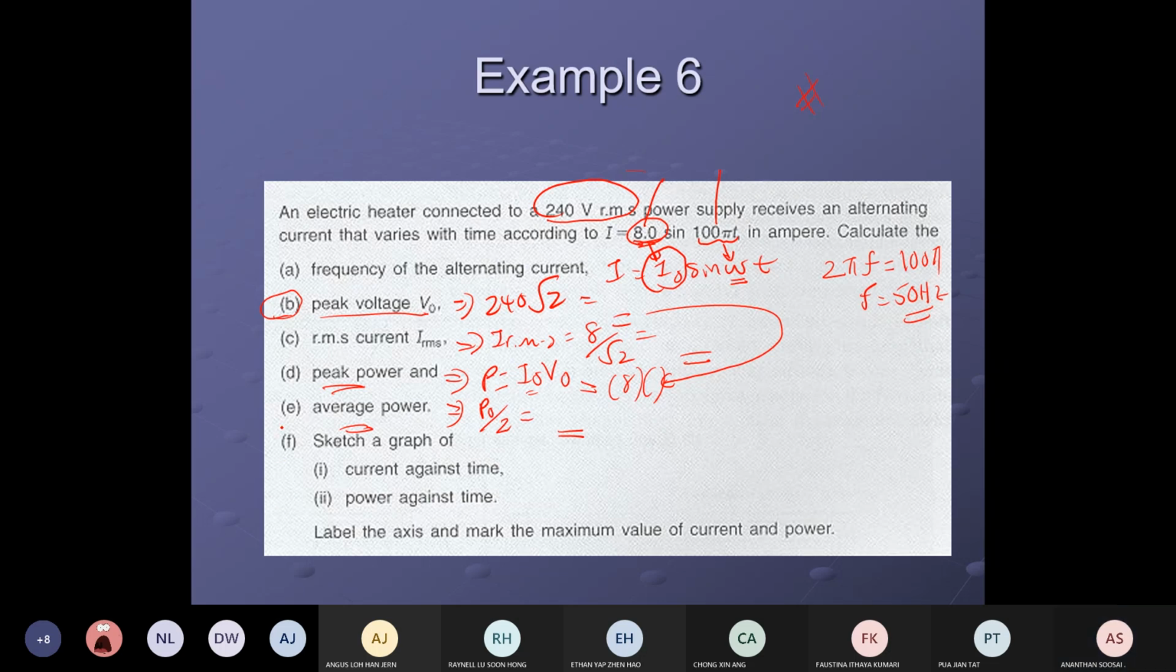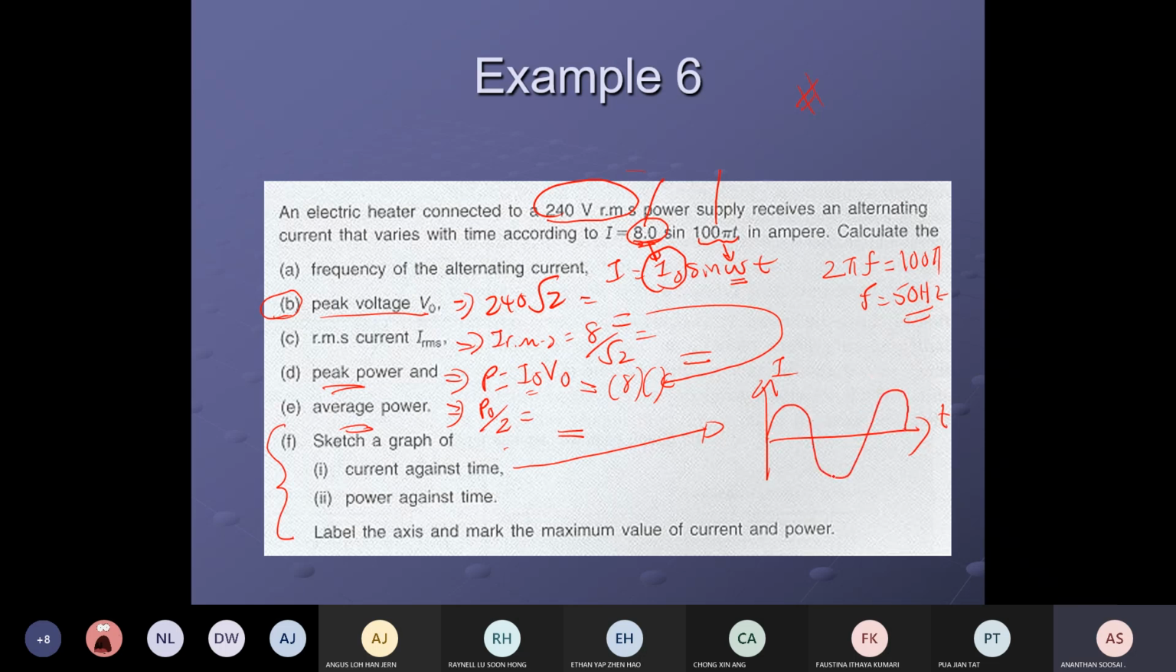Okay. Now look at the F. Sketch a graph, current against time, power against time. This I haven't taught you yet, but you can predict, right? How is the current against time graph going to look? You already have the current formula, and it's a sine graph, right? So I versus t is going to be a sine graph, of course.